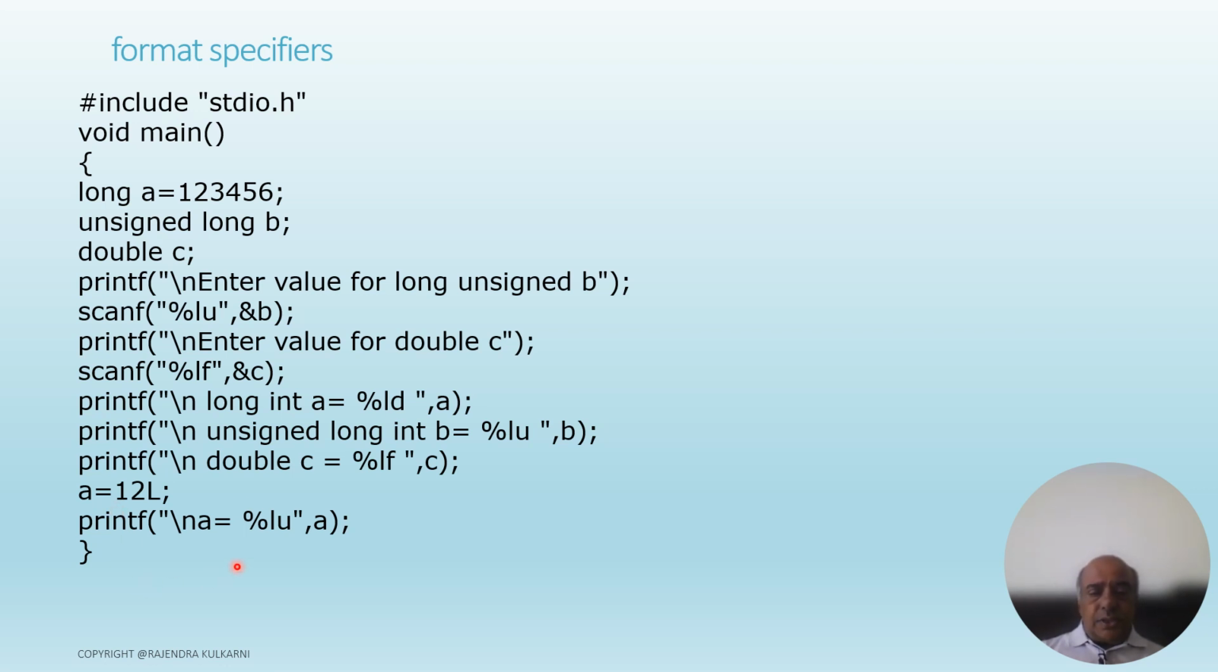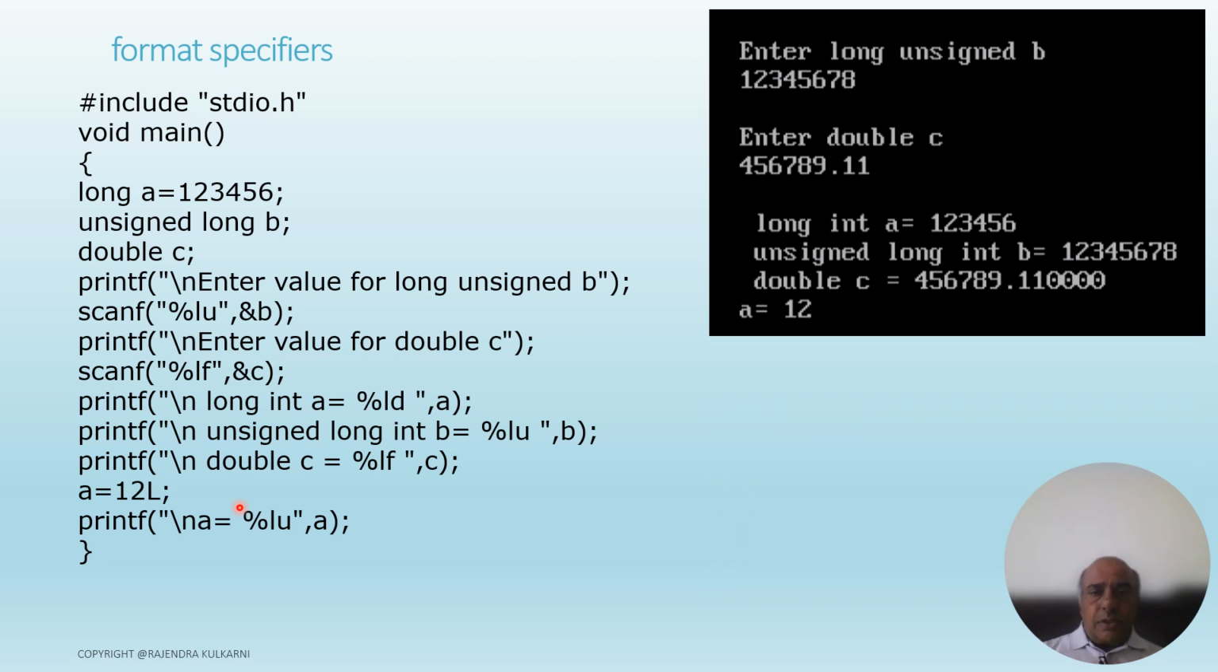On the monitor screen. Now see the output from this program. It is a screenshot. For the prompt, enter value for long unsigned B. We have entered this value 1, 2, 3, 4, 5, 6, 7, 8. For double C, we have entered 4, 5, 6, 7, 8, 9.11.